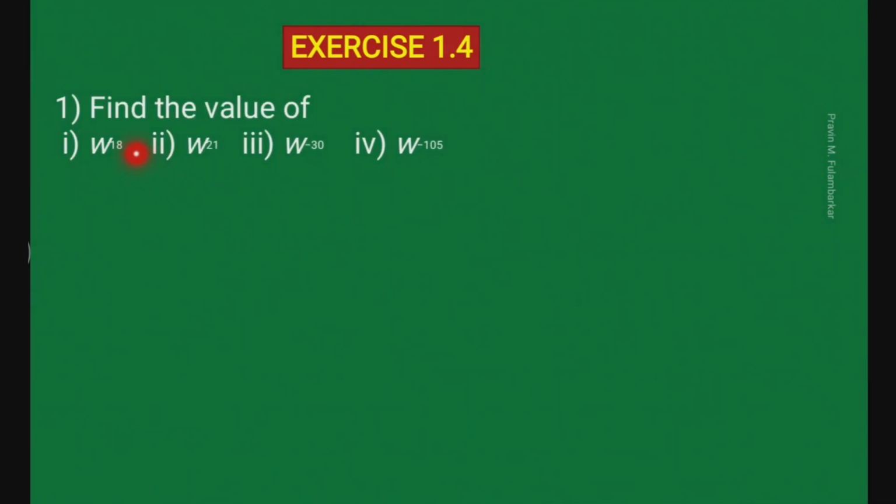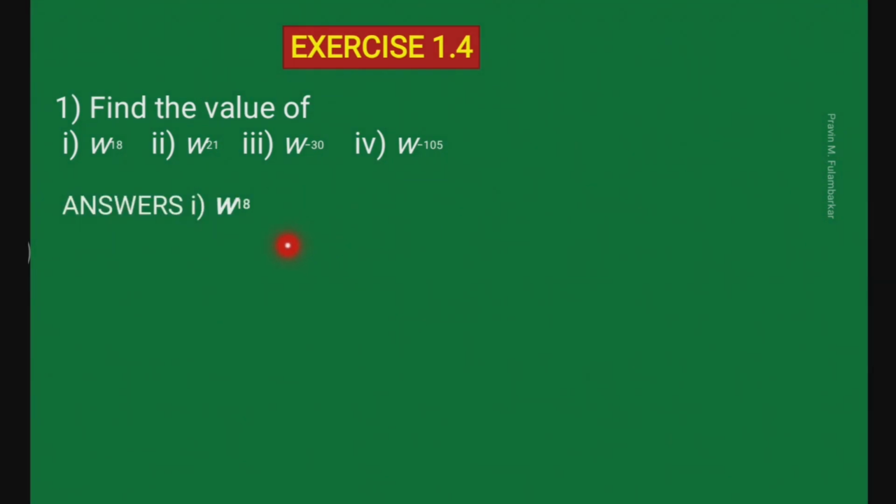Now we see the next topic, exercise 1.4. So we see the first question: find the value of number 1, omega raised to the power 18, number 2, omega raised to the power 21, number 3, omega raised to the power minus 30, and number 4, omega raised to the power minus 105.